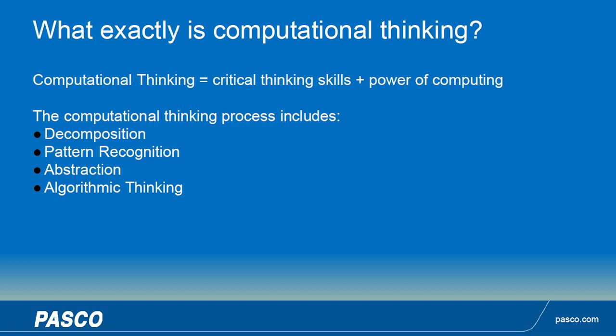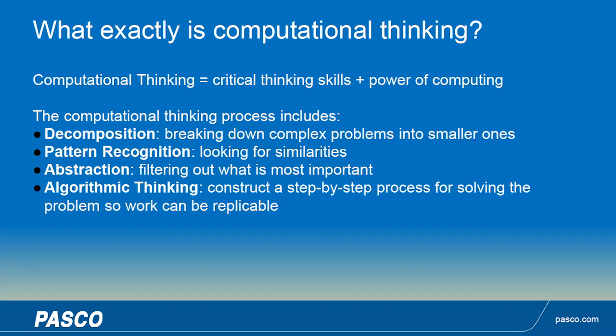We can break up the process of computational thinking into 4 parts: decomposition, pattern recognition, abstraction, and algorithmic thinking. So what exactly does each step mean in this process? Decomposition is breaking down of complex problems into smaller ones. Pattern recognition is looking for similarities. Abstraction, filtering out what is most important. And algorithmic thinking, constructing a step-by-step process for solving the problem so work can be replicable.